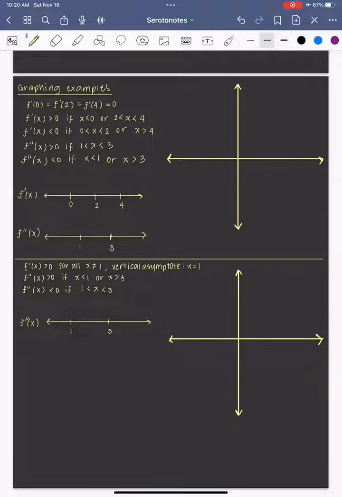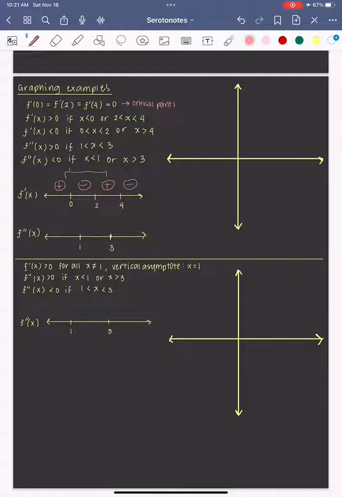Also, we'll have more examples of graphing functions using its first and second derivative tests. For the first example, our first line is our critical points, which are 0, 2, and 4. Next, we construct the table of signs for the first derivative test, and that is positive when x is less than 0, as well as when x is greater than 2 but less than 4, and it's negative when x is greater than 0 but less than 2, or x is greater than 4.